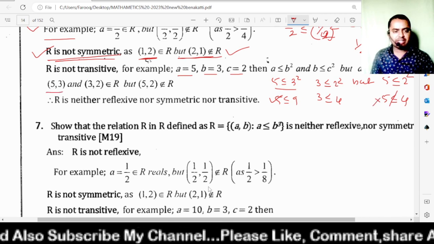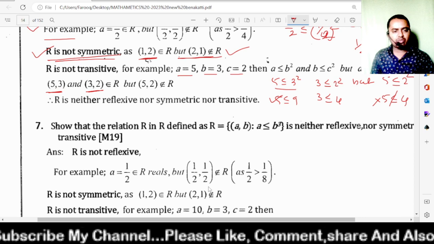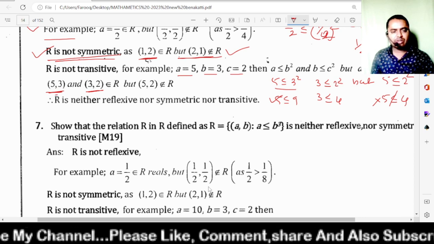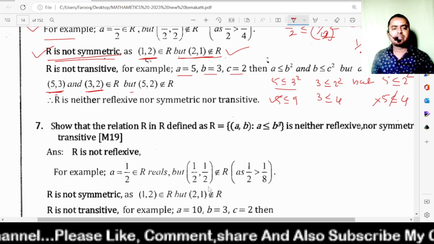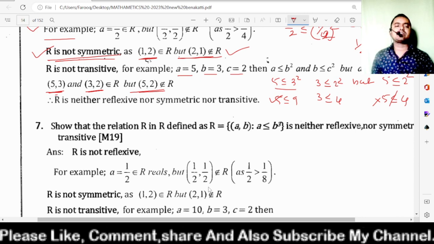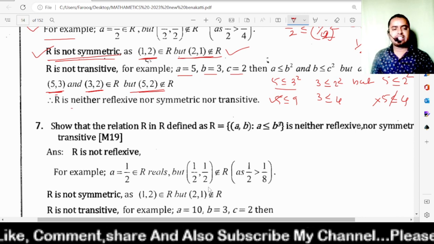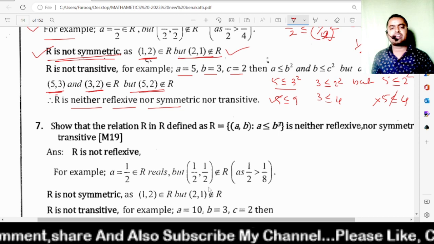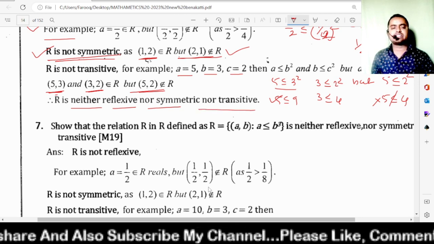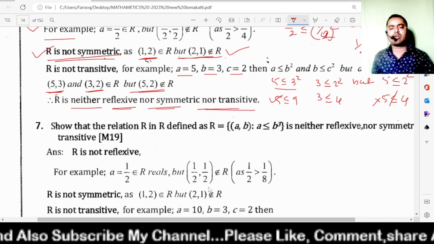Therefore, 5 comma 3 belongs to R and 3 comma 2 belongs to R, but 5 comma 2 does not belong to R. Therefore, R is neither reflexive nor symmetric nor transitive.